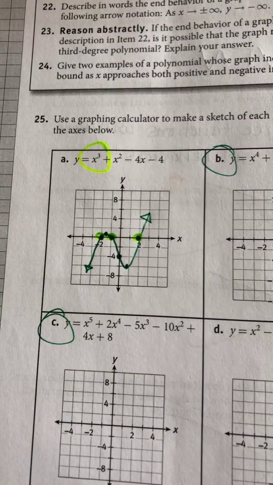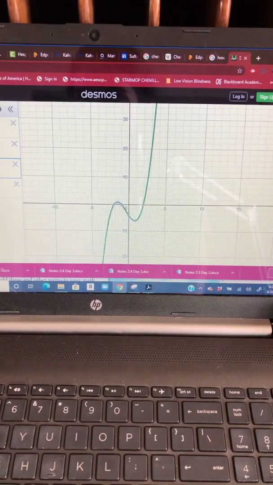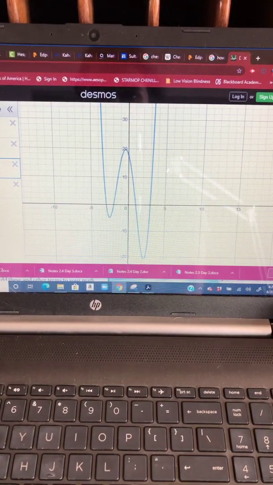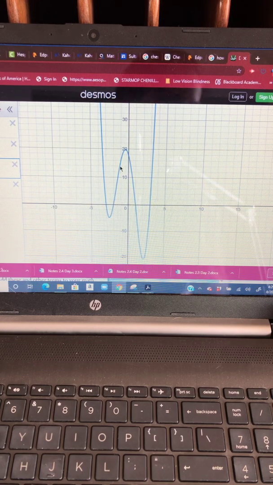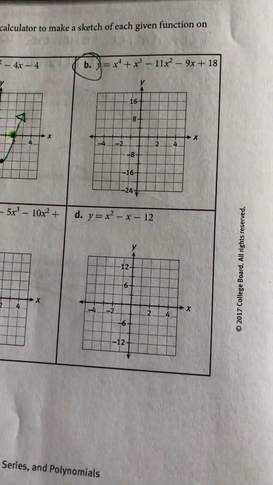For letter B, that's the x to the fourth function. So let's get rid of that one, and it's this one. It looks like a W. So let's graph that one. That's part B. Sorry if I moved that really fast. I hope I'm not giving you guys a headache.